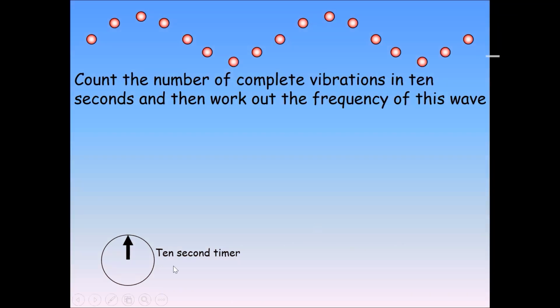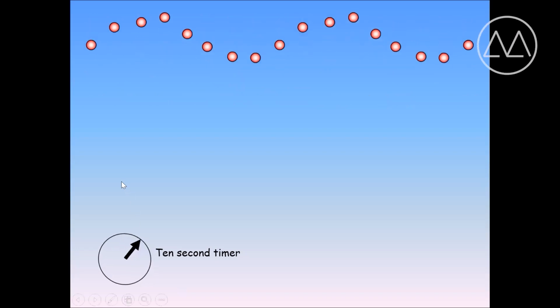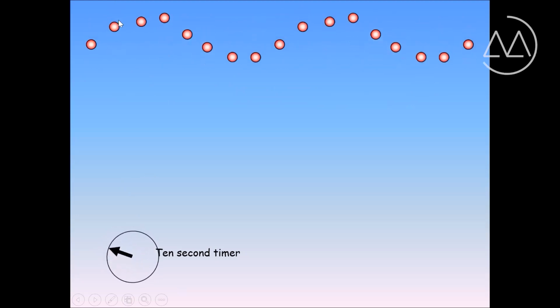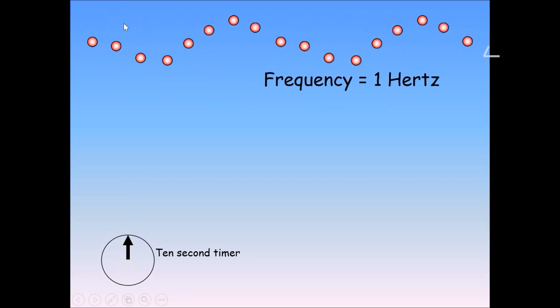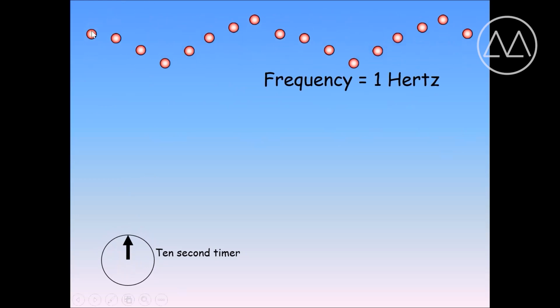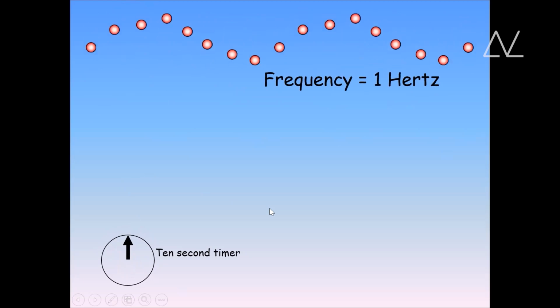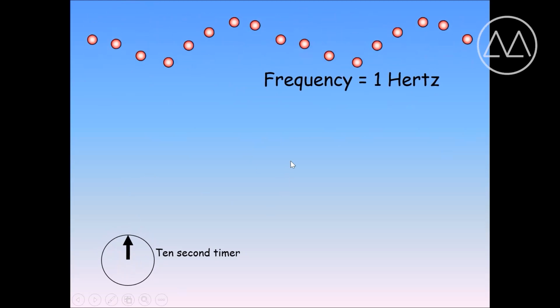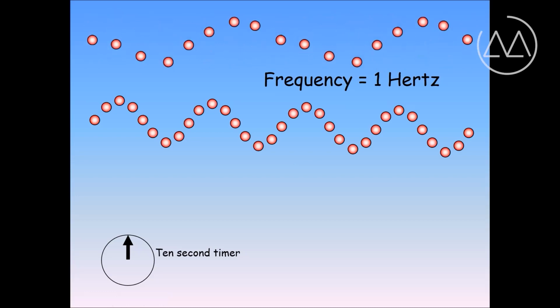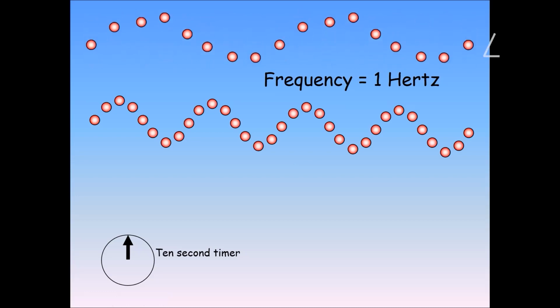Look at this figure and look at the second timer here. Count the number of complete vibrations in 10 seconds and then work out the frequency of this wave. Look, 1, 2, 3, 4, 5, 6, 7, 8, 9, 10. So the frequency is 1 hertz. Why? Because the number of waves here is 10 and the time taken on the timer here also is 10. So it's 1 hertz, because frequency is the number of waves over time, 10/10 equals 1.